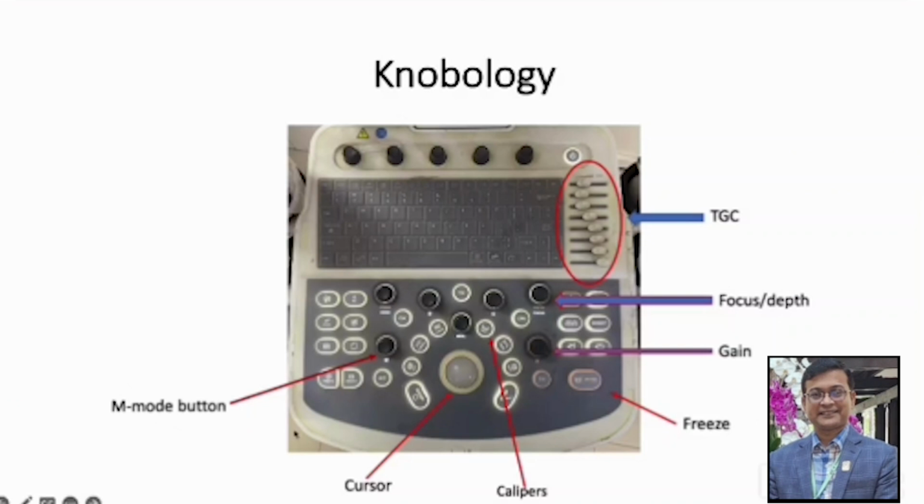This is the focus and depth knob, and this is the gain or brightness knob. This is the TGC or time gain compensation. These three knobs are very, very important. And another one is the M mode button. This is the cursor. This is the calipers.